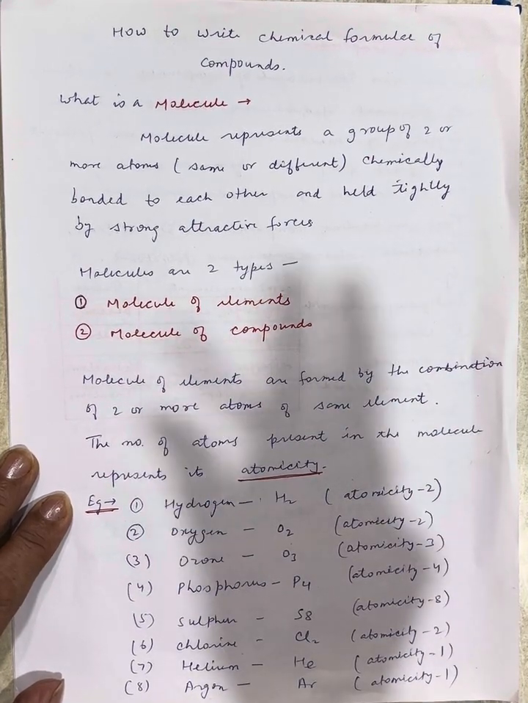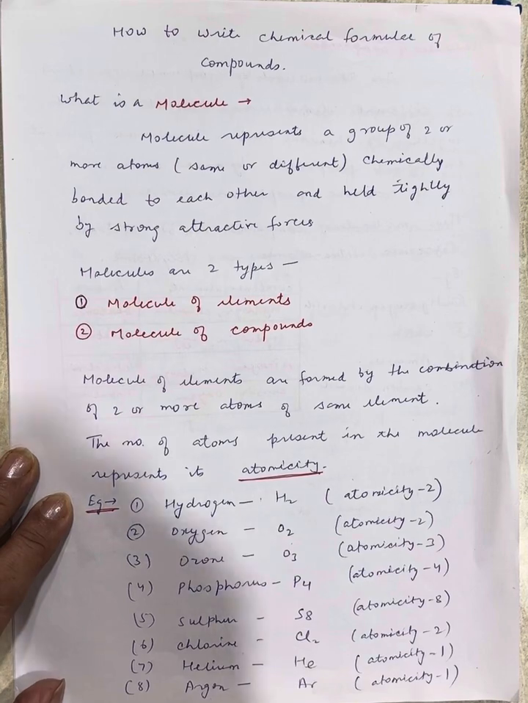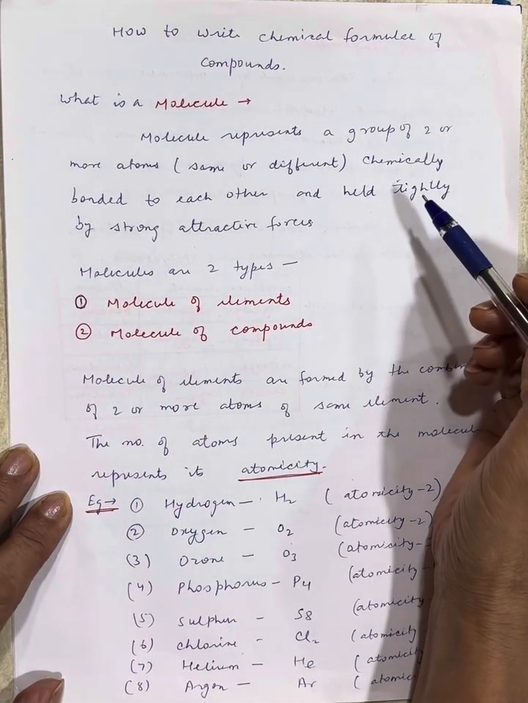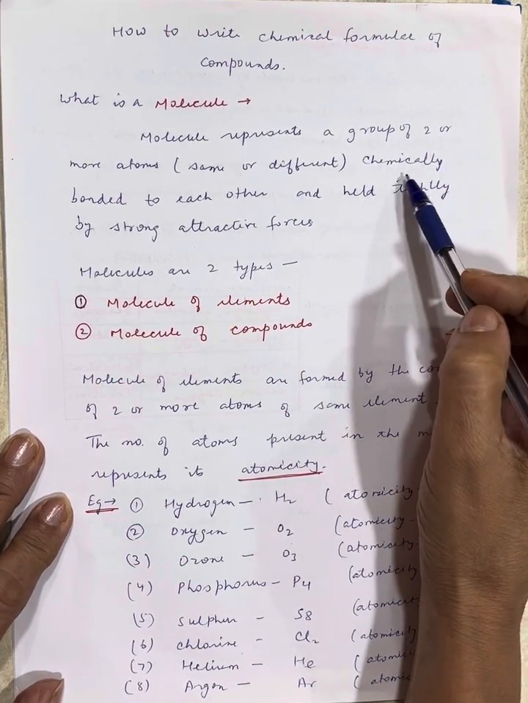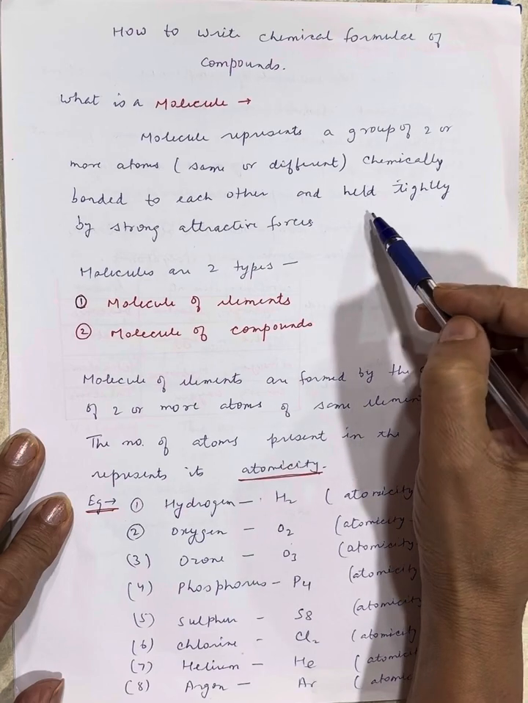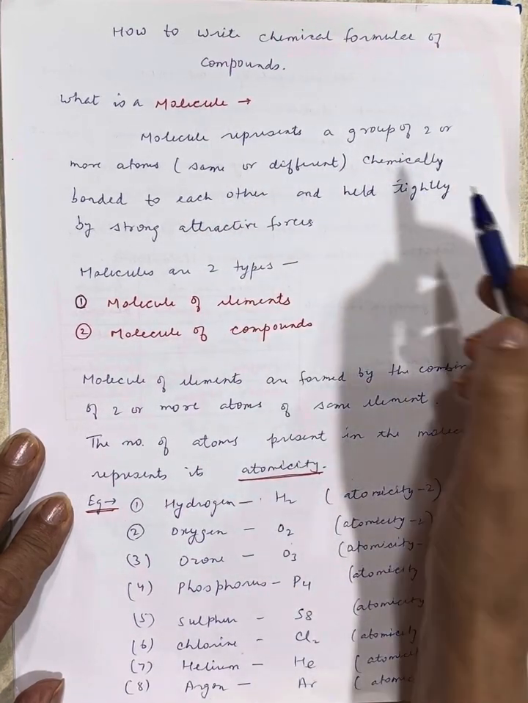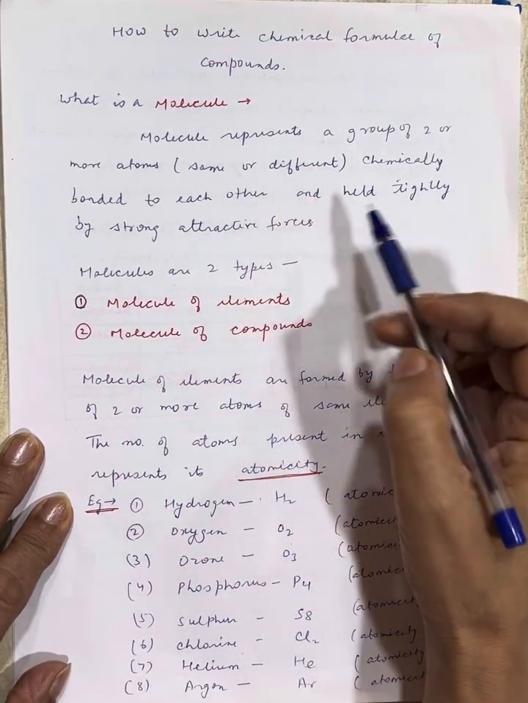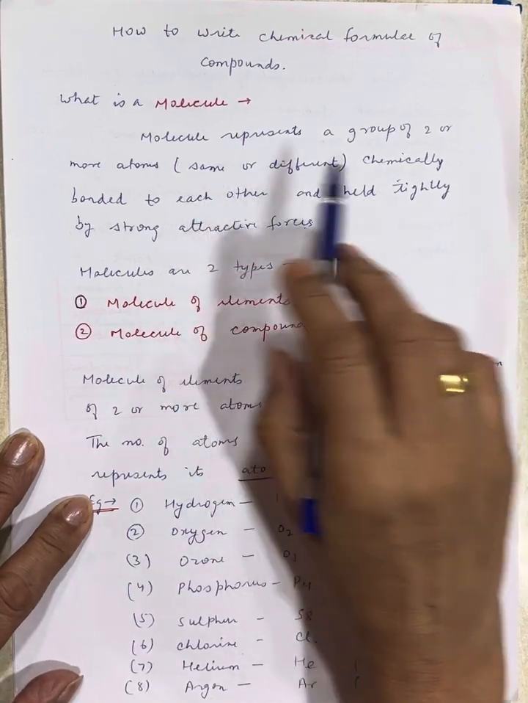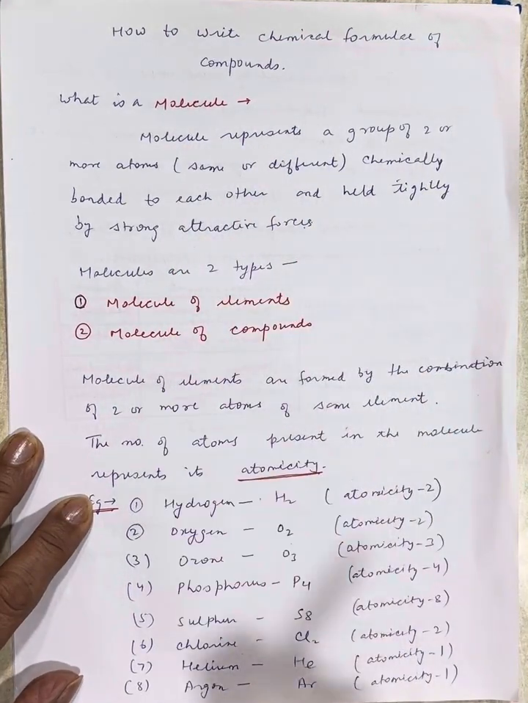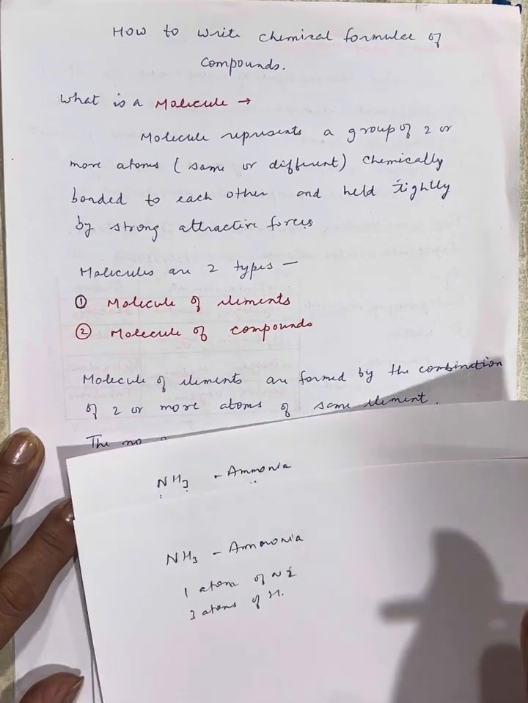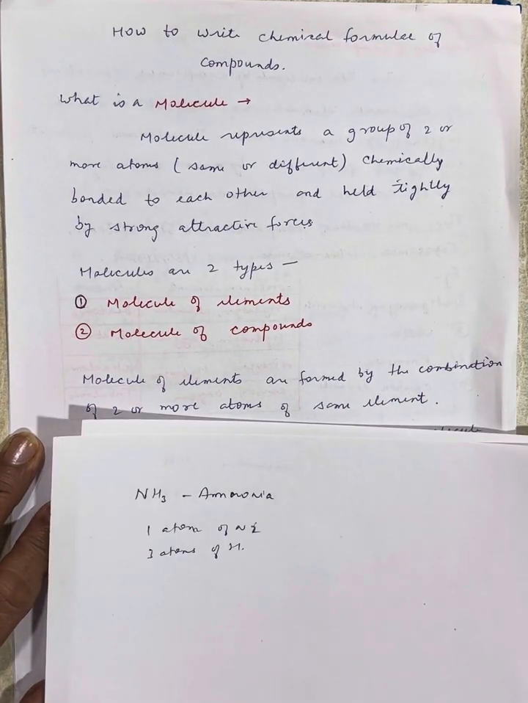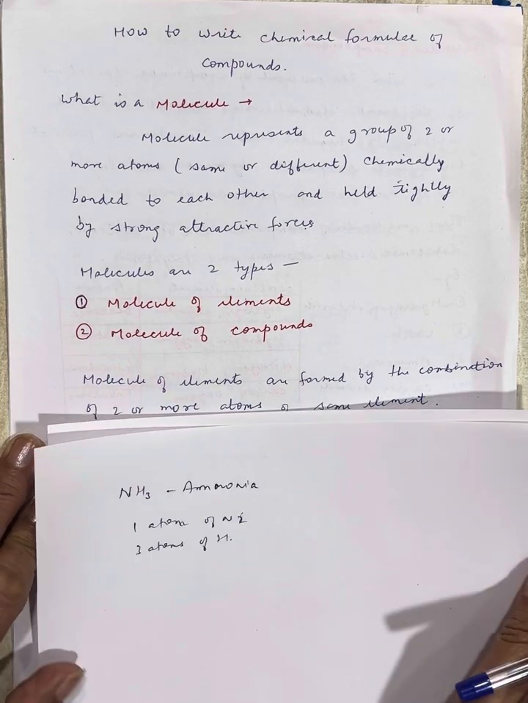Like we all know about atoms, the simplest, smallest entity of anything. But when two or more atoms combine chemically together, molecules are formed, and they are held tightly by strong attractive forces. For a molecule, the law which is followed is the law of constant proportion, in which whatever elements are combined, the mass is fixed.